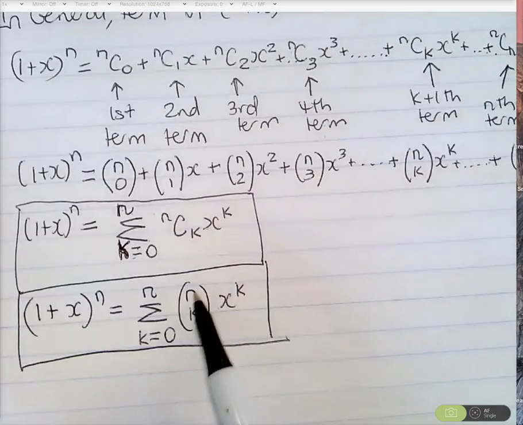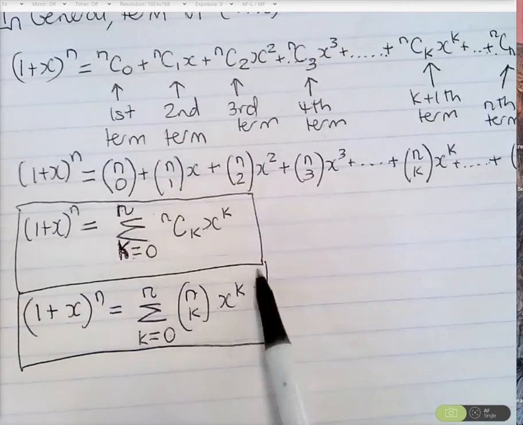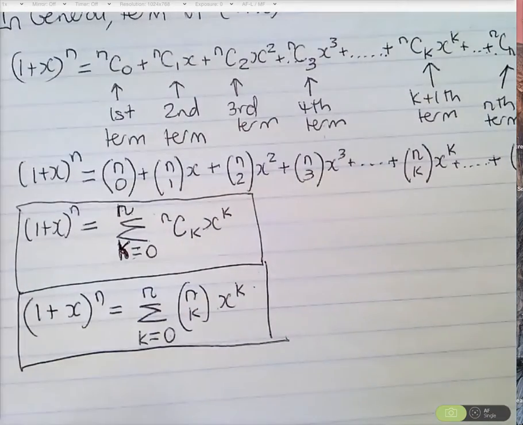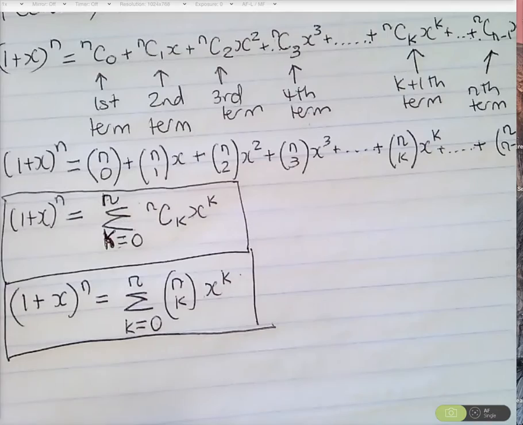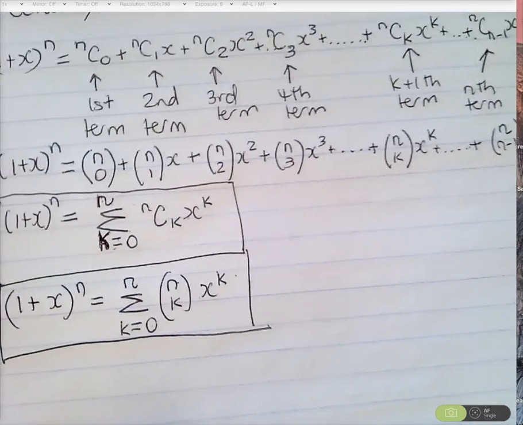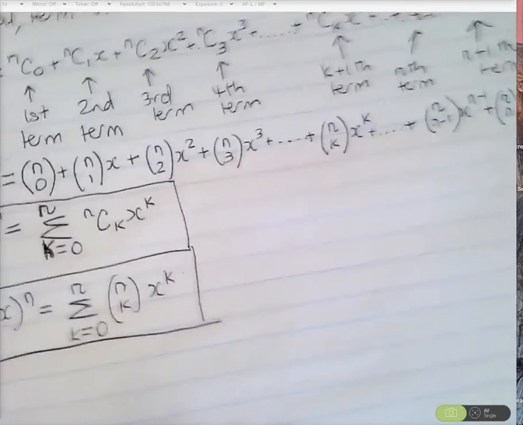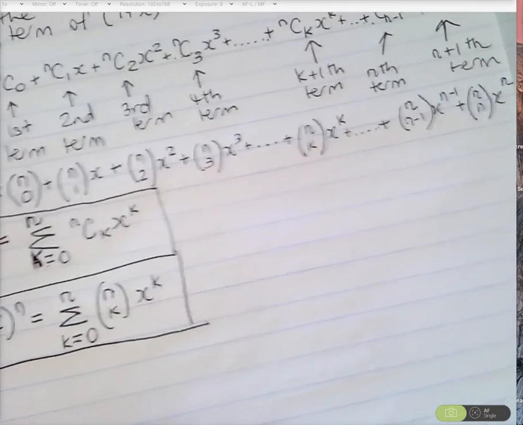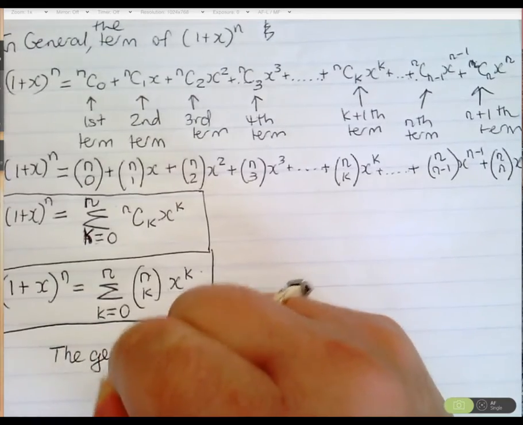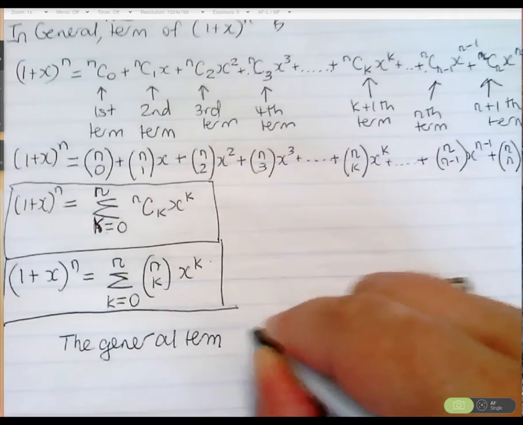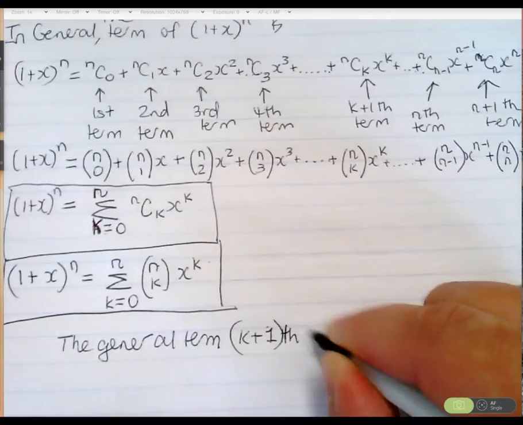And if you look at that, don't we start from k is 0, n on 0, x to the 0, n on 1, x to the 1, n on 2, x squared, all the way up to n on n, x to the n. Do you get the idea? Do you need to see what was there before? I'll just pause. The k plus 1th term. So the general term is the k plus 1th term.